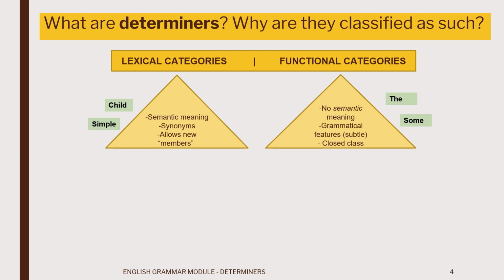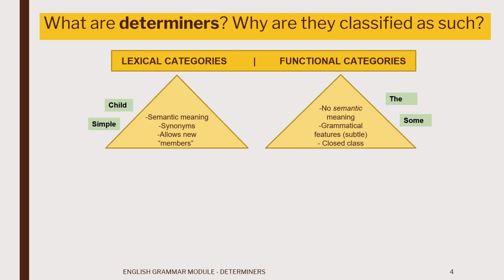As you can see, the determiner the and the quantifier some are examples of functional categories. Why are they functional? Well, because they have a grammatical function in the phrase or in the sentence they are part of. So functional categories do not carry semantic meaning. They do not mean something by themselves. Instead, what they have is grammatical information. They have grammatical features that allow us to distinguish among them.